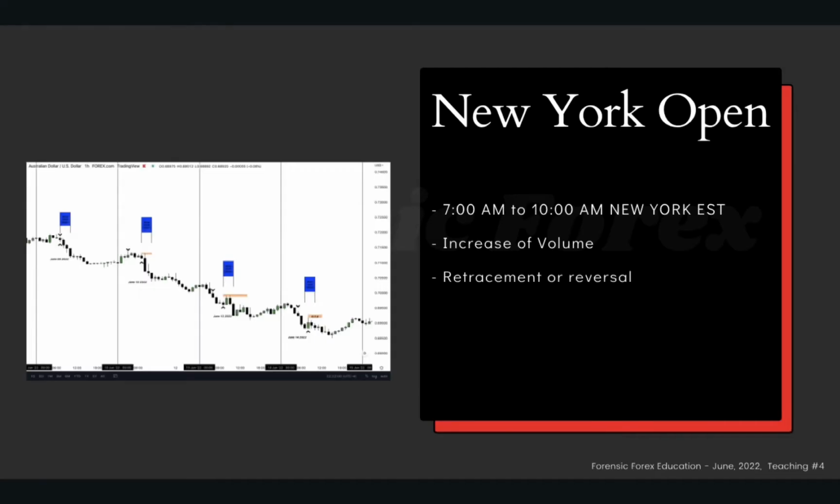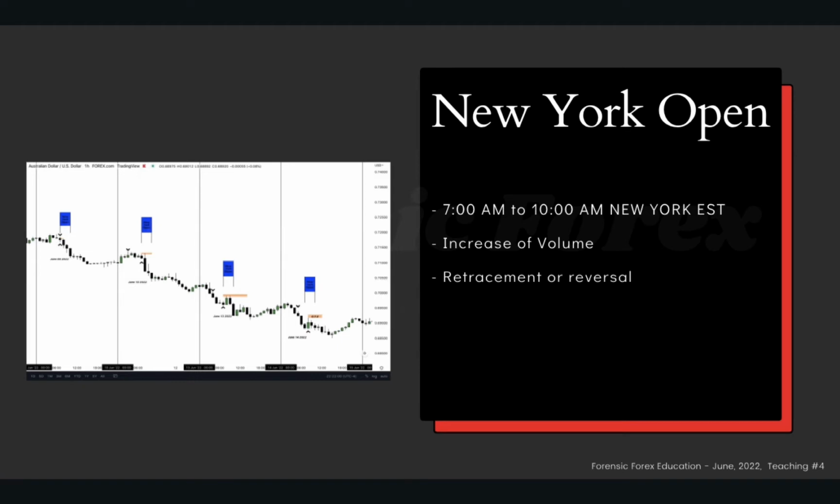So moving on. The New York Open. It starts at 7 a.m. to 10 a.m. New York Eastern Standard Time. There's also an increase in volume just like the London session. In this session, you're only mainly concerned with two things: the phase of retracement or reversal. Many people associate the New York Open with North American Open because many of the Eastern world countries are waking up to start their trading day.